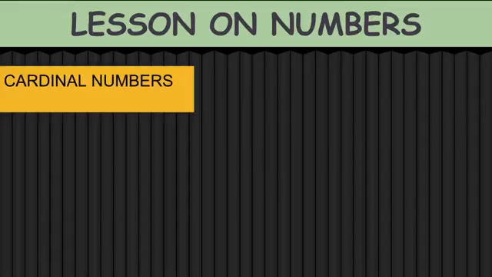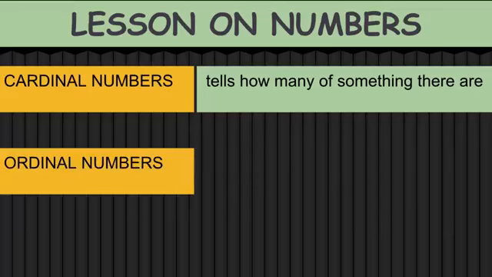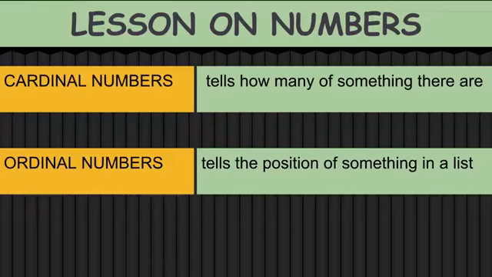So what are the types of numbers we have? They're called cardinal numbers. Cardinal numbers are the numbers which tell how many of something there are, like 15 pens, 2 books, 3 students. So it gives a number to some object. And we have ordinal numbers, which tell the position of something in a list, like the 5th student, 5th book, 5th floor. So these are the two types of numbers.